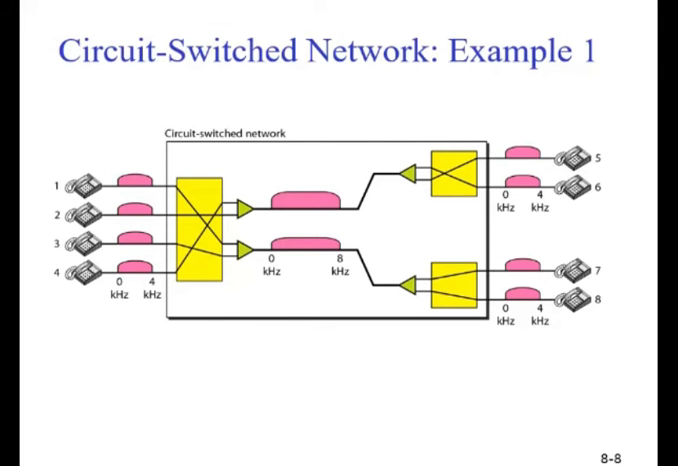Okay, let's talk about some examples. You can see a network here. This is basically a circuit-switched telephone network. Let us use the circuit-switched network to connect 8 telephones. So we have 4 telephones on the left side and 4 telephones on the right side. We assume that each link uses FDM. So this link is either FDM or TDM, it doesn't matter.